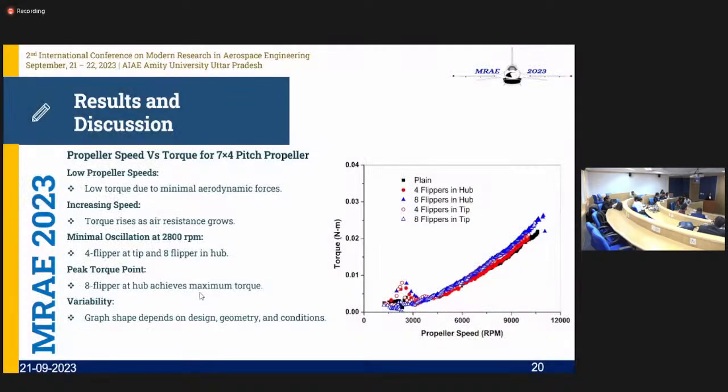The comparative study was done between propeller speed and torque for the 7x4 pitch propeller. Here we found low torque due to minimal drag forces, and torque arises as air resistance grows. 4 flippers at the tip and 8 flippers at the hub were tested, and 8 flippers at the hub achieve maximum torque. The graph shape depends upon the geometry, design and conditions.